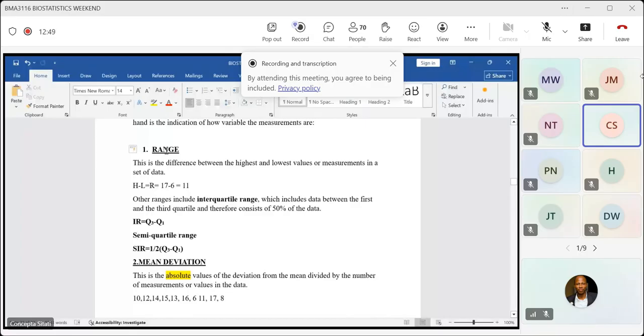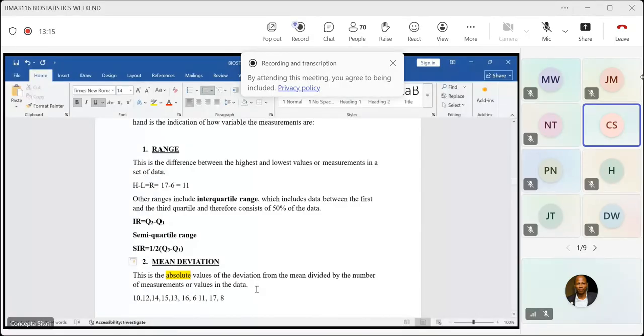The second parameter is the mean deviation. Mean deviation is not the same as mean. It is mean deviation. And so what is it? It is the absolute values of the deviation from the mean divided by the number of measurements of values in the data.